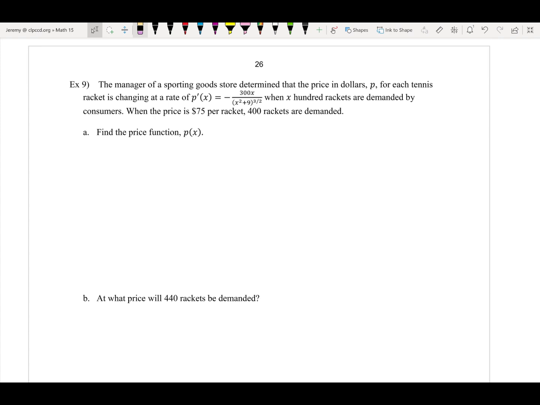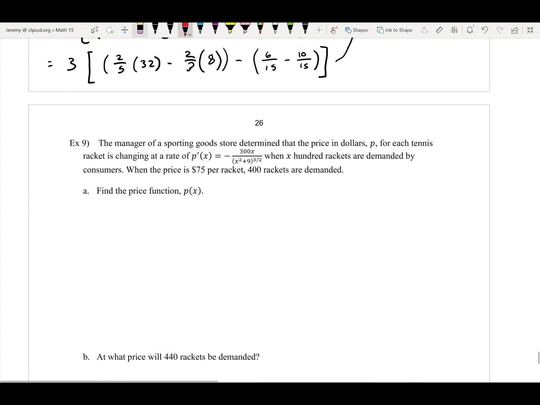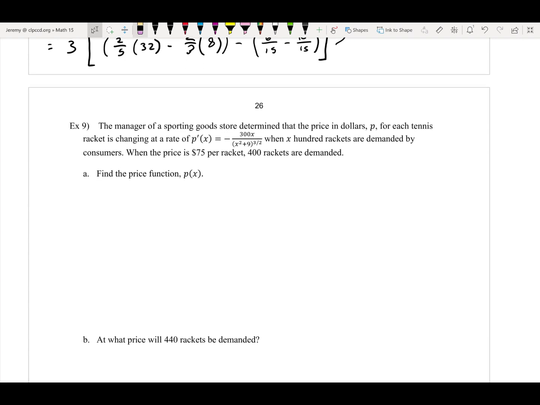Okay, and we want to answer some questions. The first thing is we want to find the price function. So notice what we're looking at here is an initial value problem. We are given a differential equation. Okay, so just to point out a couple things, this is an initial value problem.